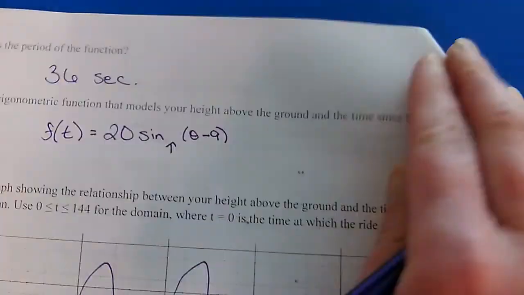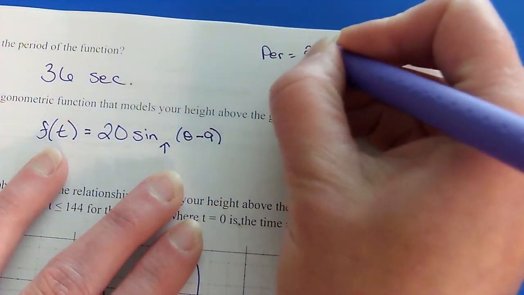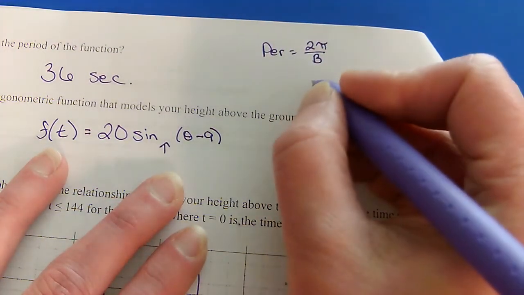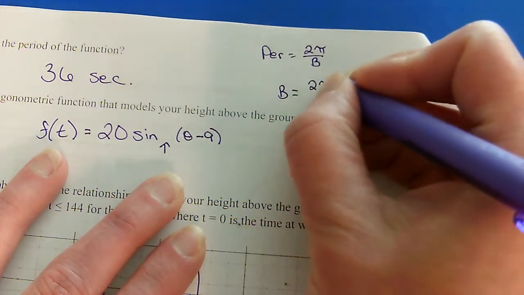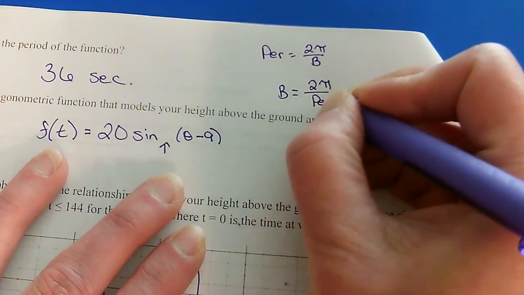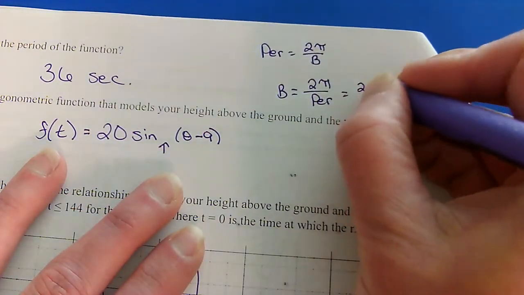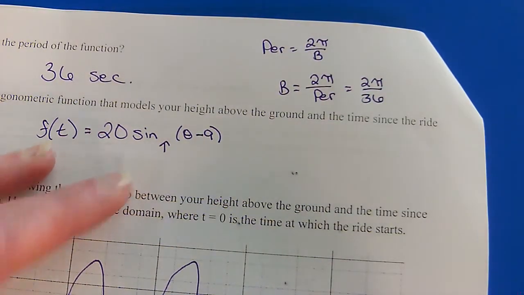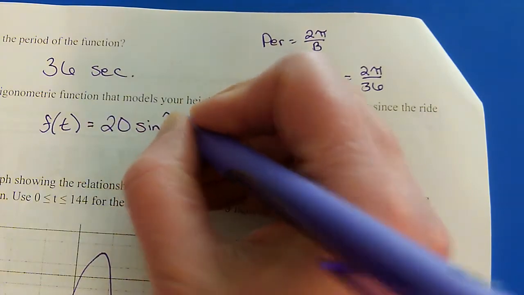Okay, so let's think about b. The period was 2 pi divided by b. So if I want to find b, I'm going to switch that around and do 2 pi divided by the period. Well, my period was 36, so that's 2 pi divided by 36, or pi over 18.